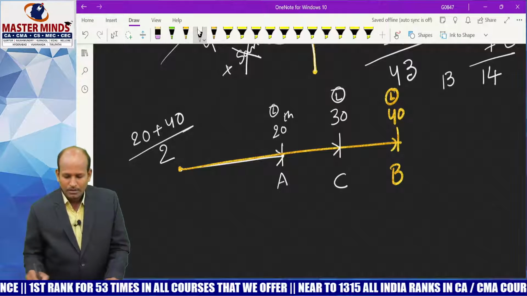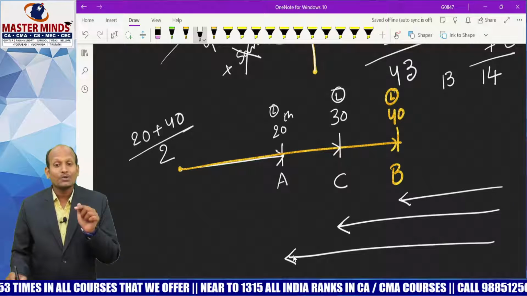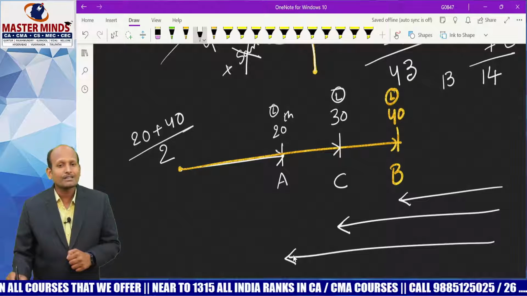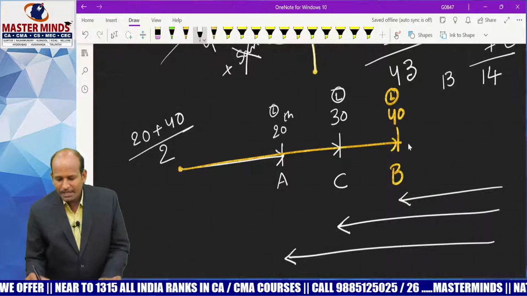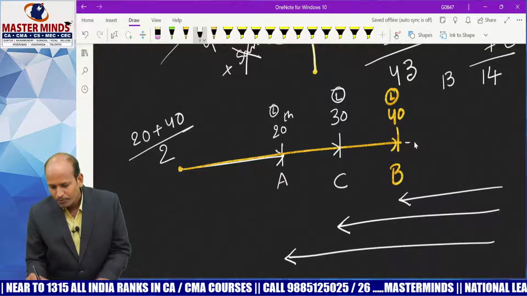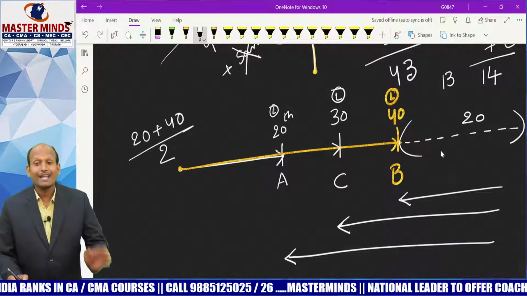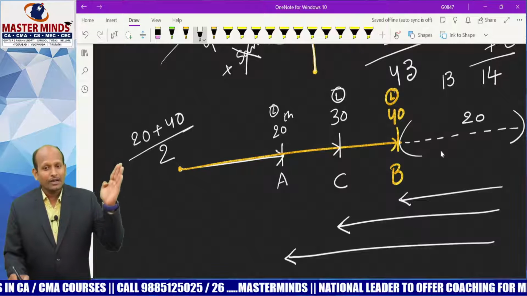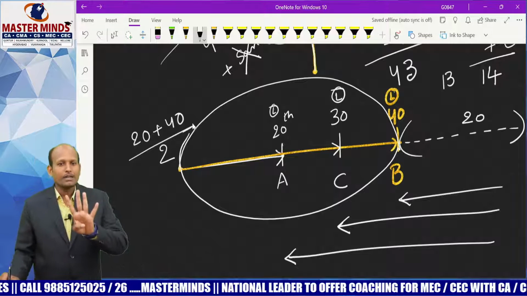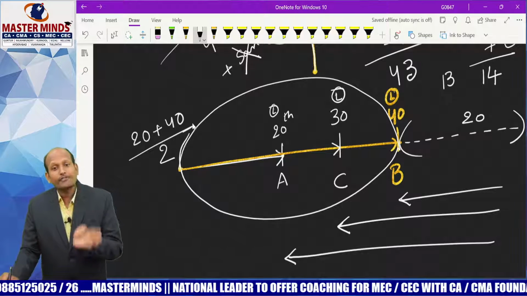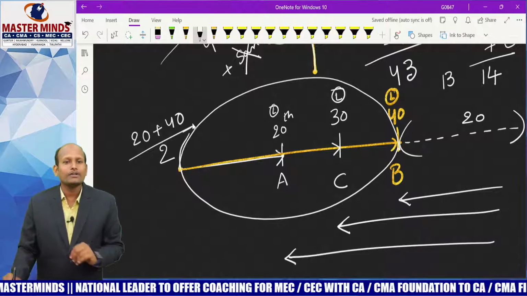Sir, what about B, C and A from the right side? Sir, to answer this question, we require the total strength. Yes, the total strength is given also. There are 60 members in total. B is 40th, so after B we have another 20 members. From the left up to B, including B, we have 40 members. Total 60 means after B, without B, there are already 20 members.